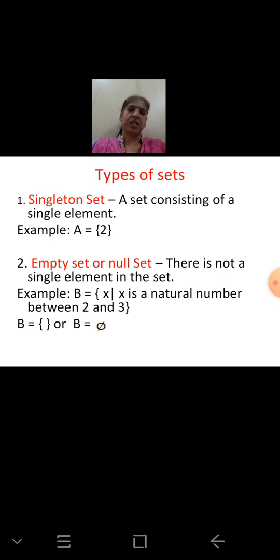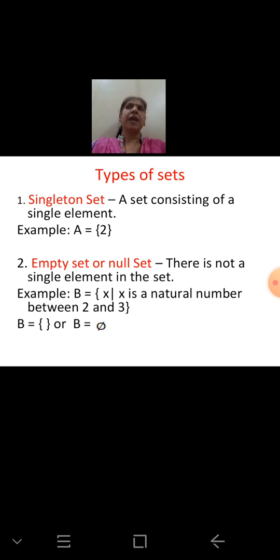Types of sets. The different types of sets. First one is the singleton set. Now, as the name suggests, singleton, single, a set consisting of a single element. There is only one element in this set. For example, set A is equal to {2}. You can see there is only one element, 2, in set A.